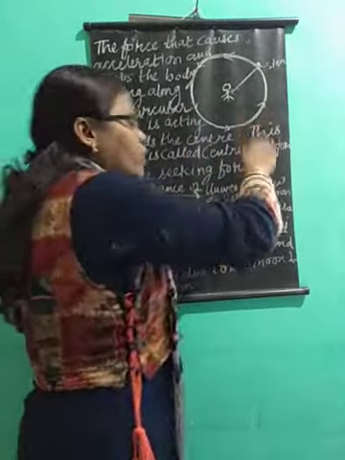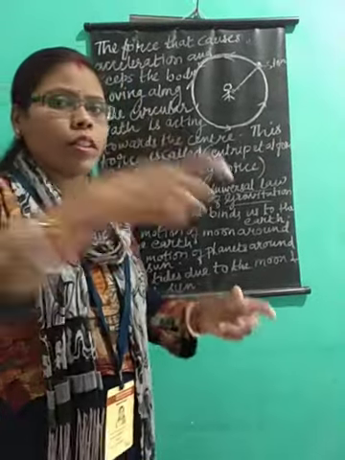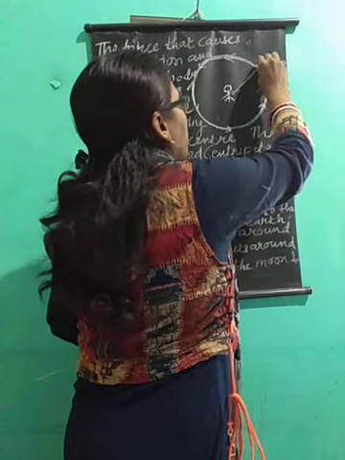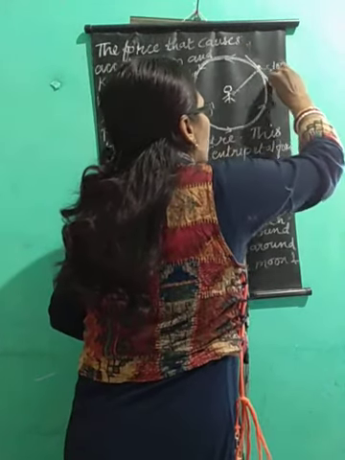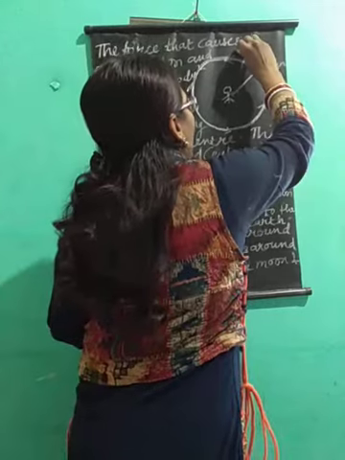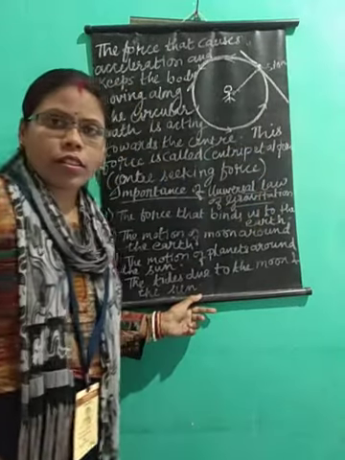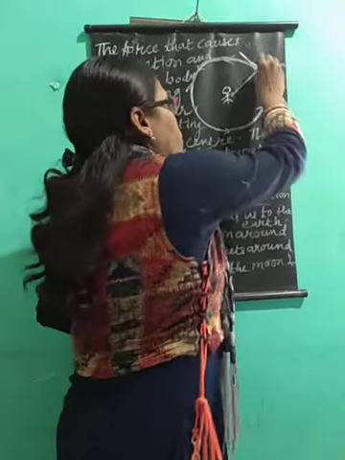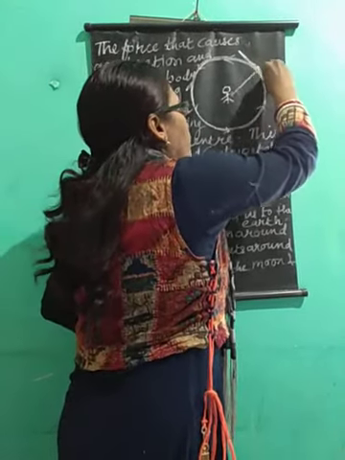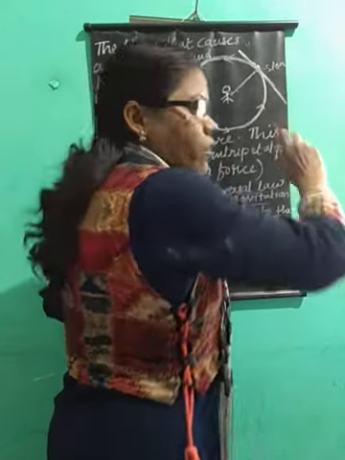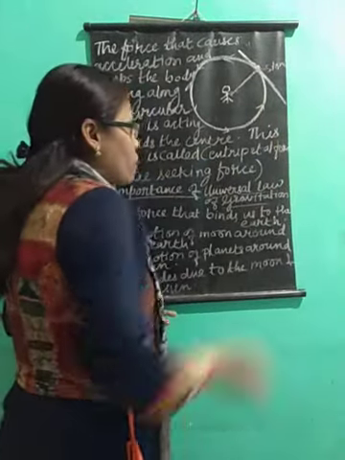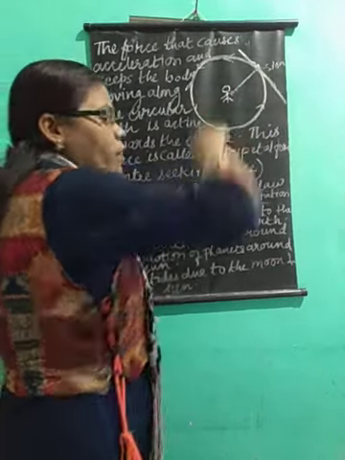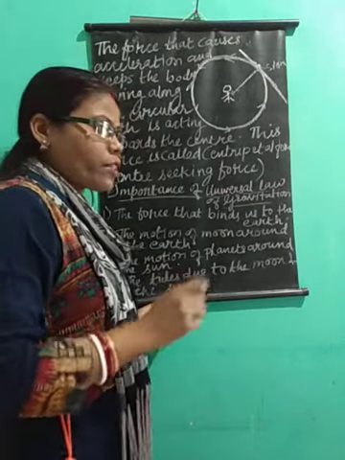Now, if we leave this stone, what will happen? If it has come here after moving, it will move along a straight line in the tangential path. You have studied about tangents in circles. So this stone will move along a tangential line in a straight line. It will not move in this particular circular path as it was.